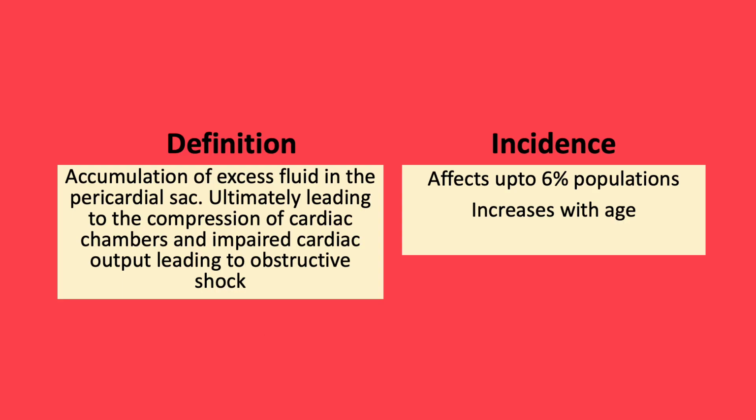Pericardial effusions relate to the accumulation of excess fluid in the pericardial sac. As this fluid accumulates, it can cause compression of the cardiac chambers, leading to impaired cardiac output and thus obstructive shock in the form of tamponade. The incidence of pericardial effusions is approximately 6% of the population and increases with age. The normal pericardial fluid volume is 50 mL.